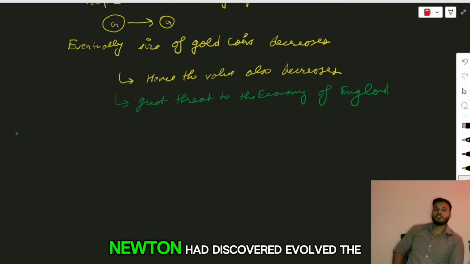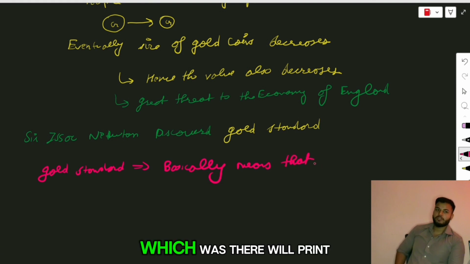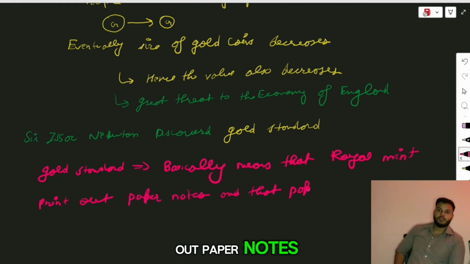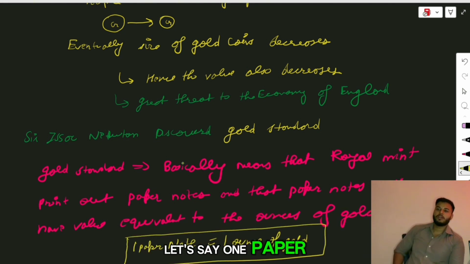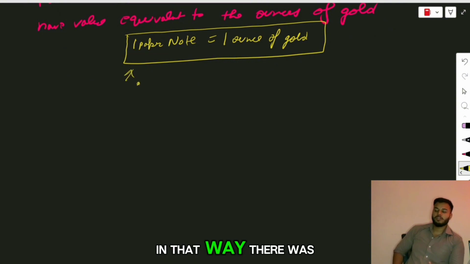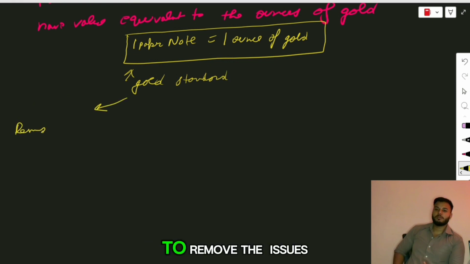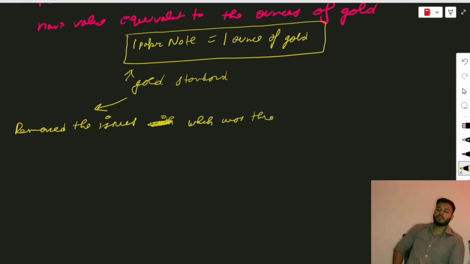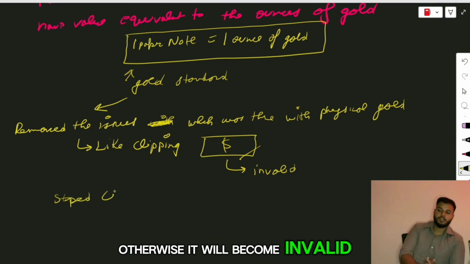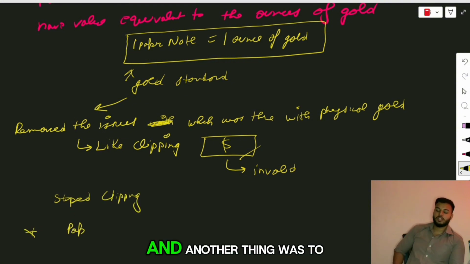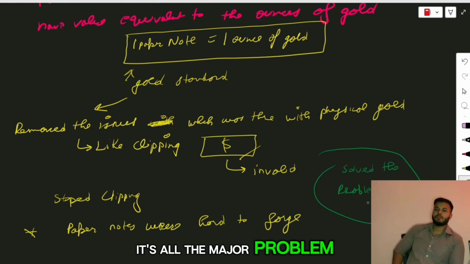So what Sir Isaac Newton discovered was the gold standard. The gold standard means that the Royal Mint would print paper notes, and the paper notes would have a value equivalent to ounces of gold. Let's say one paper note is equal to one ounce of gold. This removed the issues with physical gold coins like clipping, because it is not possible to clip part of a note, otherwise it becomes invalid. People stopped clipping, and paper notes are also hard to forge, so it solved the major problem in the economy of England.